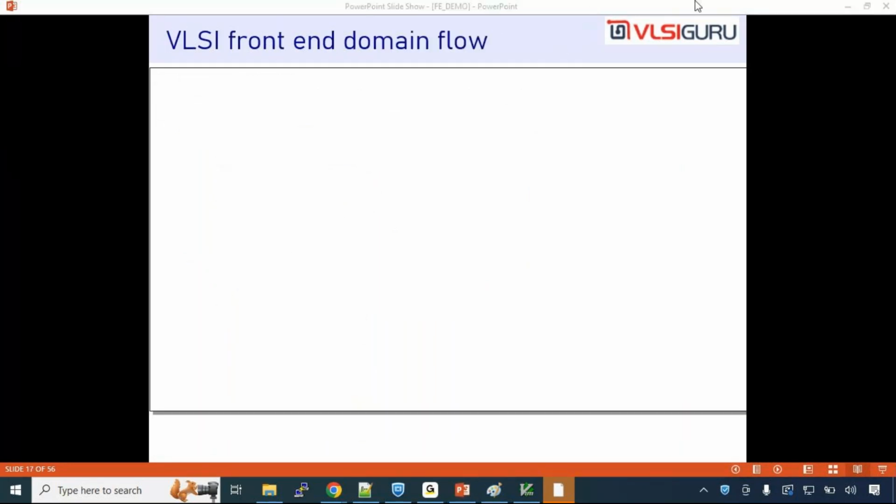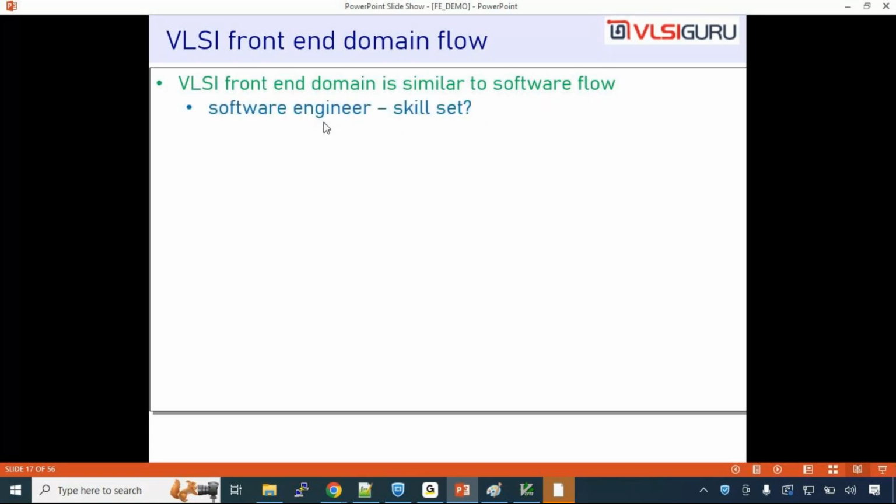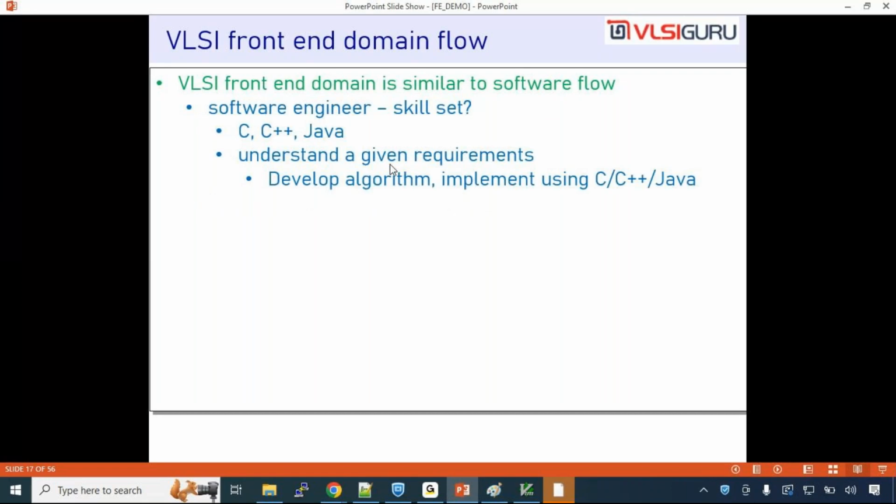Now let us focus more on the front-end domain flow, because today's demo session is on front-end. VLSI front-end domain flow is similar to software flow. What is the software engineer skill set, if you ask? Programming languages like C, C++, and Java. Other than that, they understand the given requirements, develop the algorithms, and implement those algorithms using one of the languages.